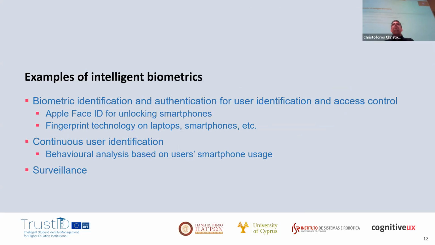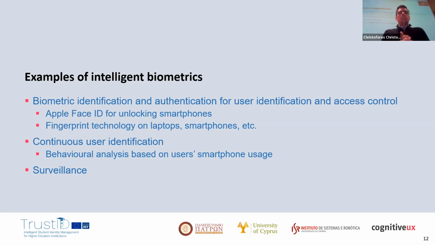Some examples of these intelligent biometrics include the Apple Face ID, in which we present our face to the phone, and there is this biometric technology implemented that allows access to unlock the smartphone and be able to use it. Other examples include fingerprint scanners on some laptops or some smartphones.